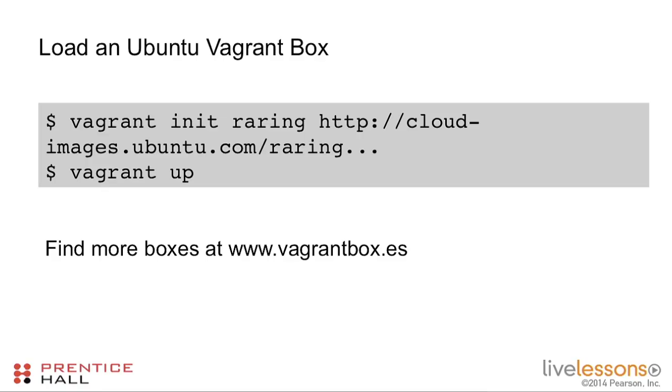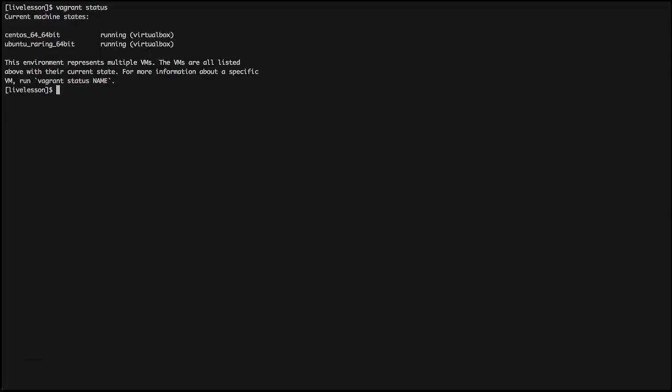I've posted an example here, but you can go and find more boxes at www.vagrantbox.es and experiment for yourself. On my system, I have 2 boxes running. I can see that with vagrant status. I have a CentOS box and an Ubuntu box. This lets me log into either one of them at will. I can use vagrant ssh to bring up the Ubuntu box that I already have prepared.